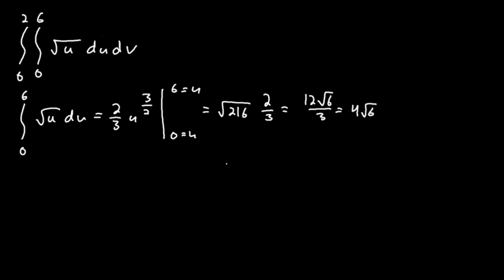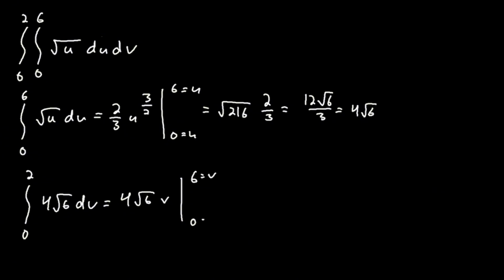And now this is our new integrand, and our new integrand is simply a constant. So we just multiply it by v technically. So 4 times square root of 6 times v is equal to these bounds. Our bounds are actually 2 and 0, sorry. If you plug in for 2 here, you get 8 square root of 6. Plug in for 0, you just get 0. So 8 square root of 6 is our answer.